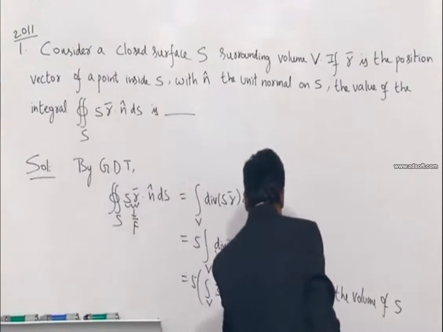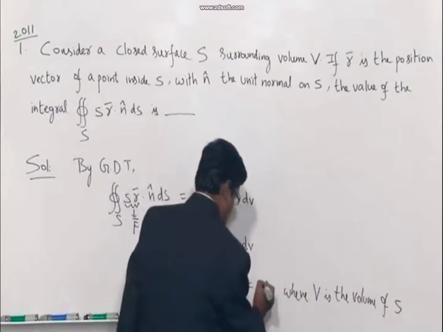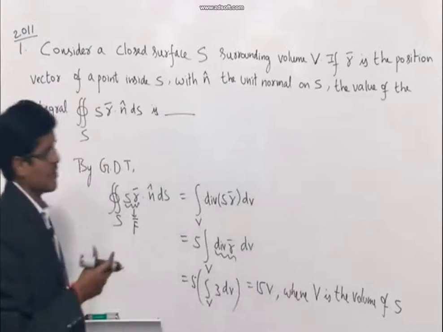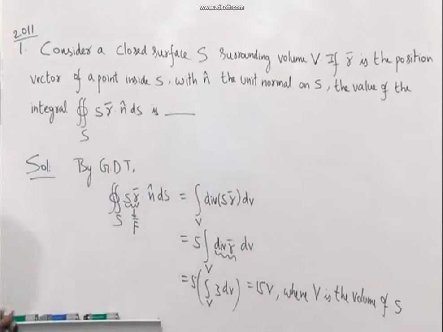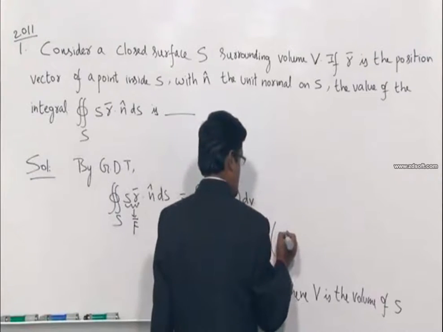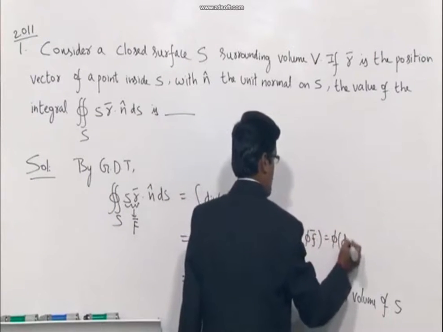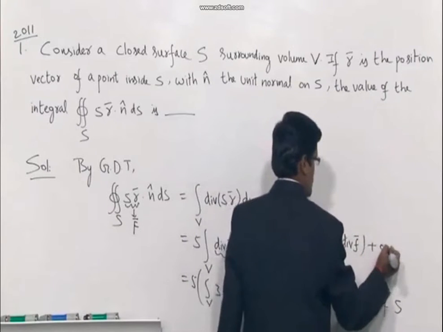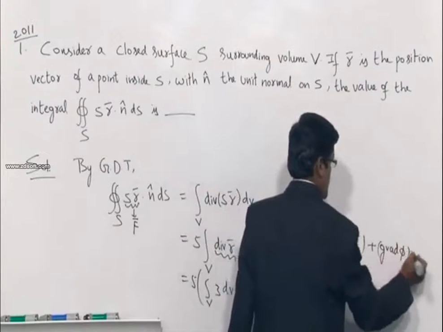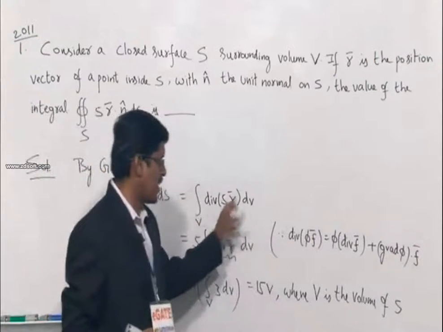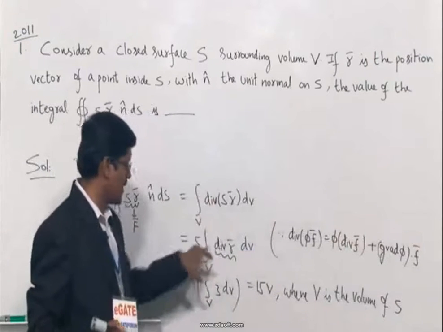You can write here 15, where V is the volume of the surface. Yes. Since div phi f bar is equal to phi div f bar, yesterday I have given this result, plus grad phi dot f bar. Here f bar is nothing but r bar. Comparing this identity, phi is nothing but 5. Gradient of a constant is 0. That's why this simplifies to 5 times div r bar.